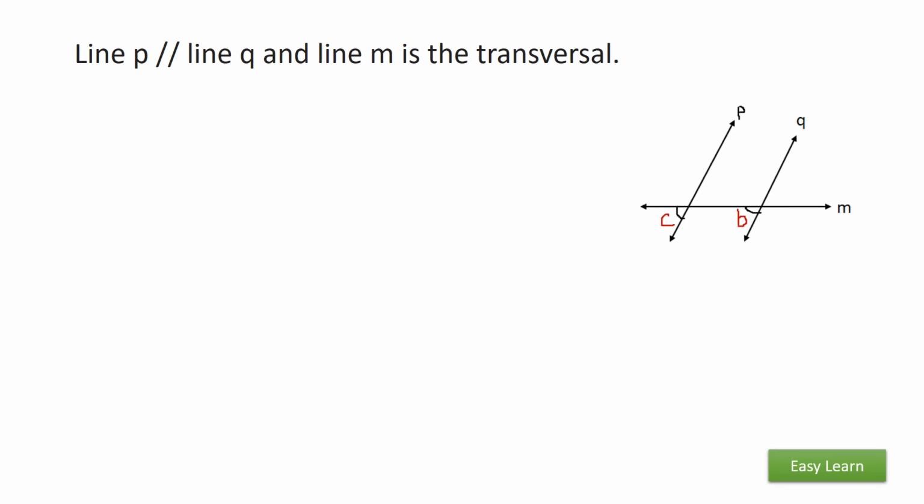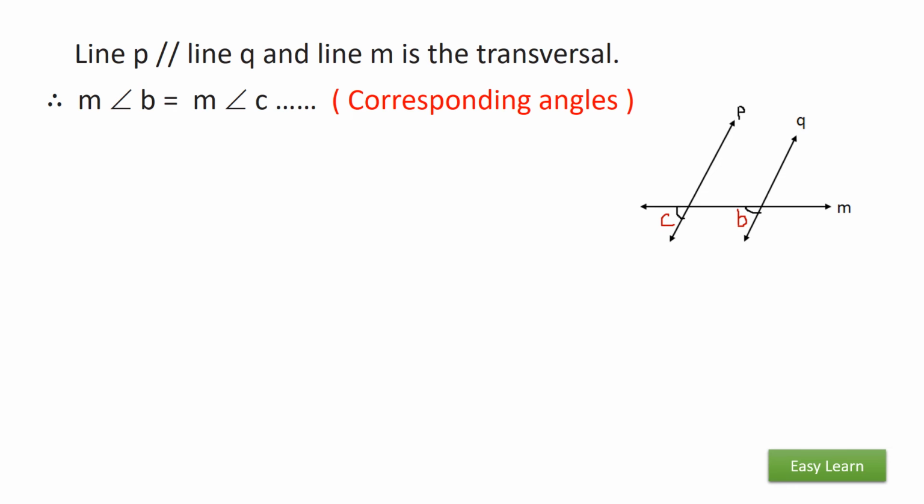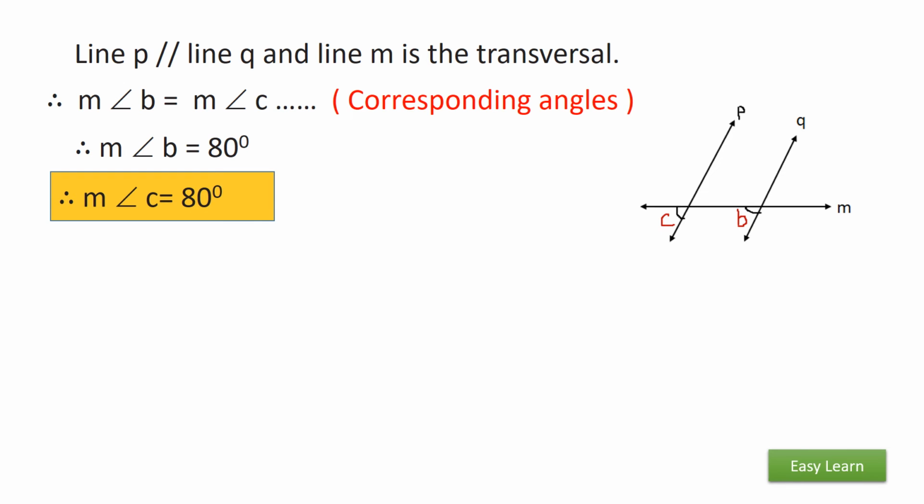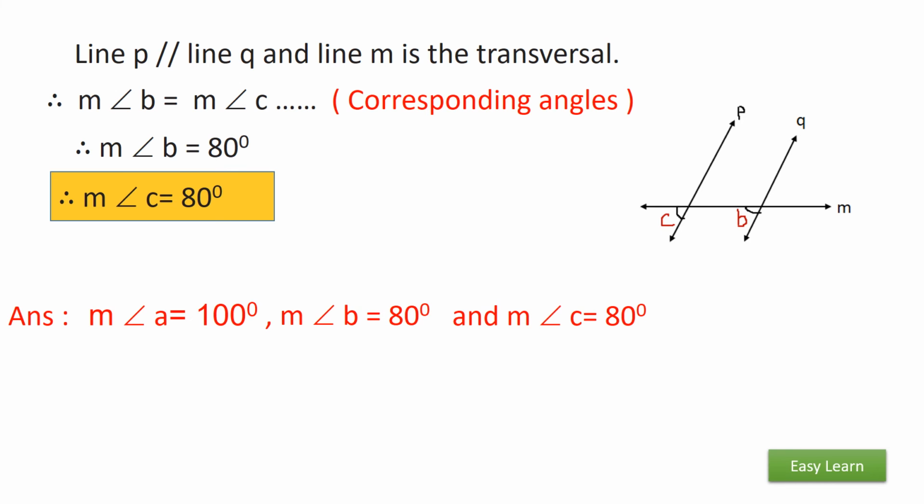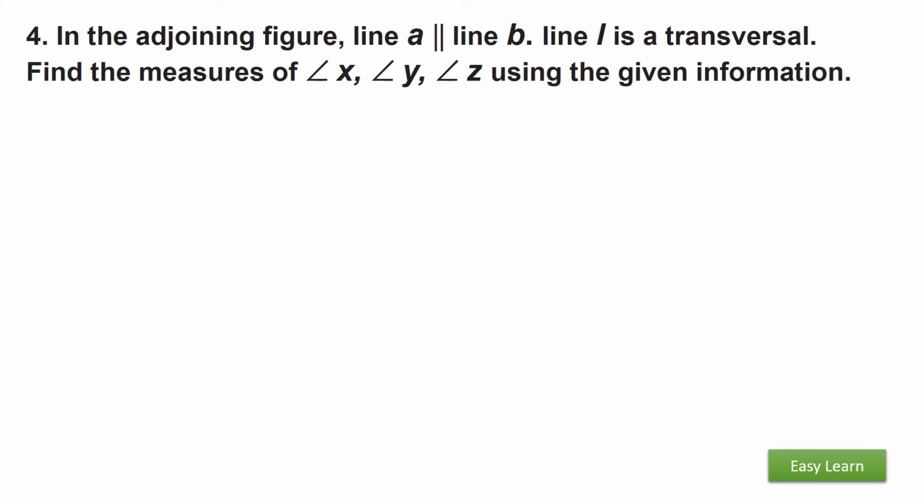Line P is parallel to line Q and line M is the transversal. Therefore, measure of angle B is equal to measure of angle C, corresponding angles. Therefore, measure of angle B is equal to 80 degrees. Therefore, measure of angle C is equal to 80 degrees. Thus, measure of angle A is equal to 100 degrees, B is equal to 80 degrees and C is equal to 80 degrees. Fourth, in the adjoining figure, line A is parallel to line B, line L is a transversal.